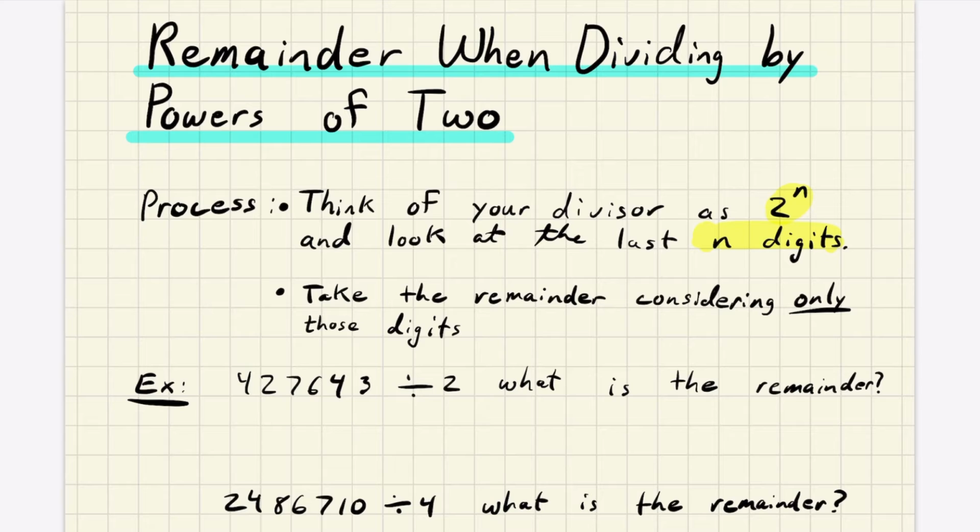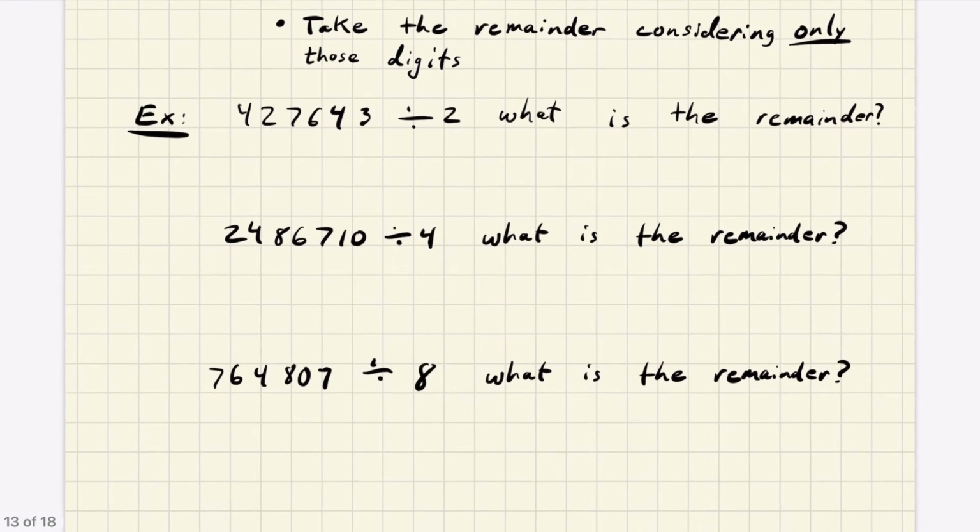So as an example, if I'm dividing by 4, then 4 is the same as 2 squared. So I only look at 2 digits, because that's the exponent. If I'm thinking about 8, well, 8's the same thing as 2 cubed, so I'm only going to look at the last 3 digits, and etc. So again, we're only going to look at the last few digits for those. So here are a few examples where we can go ahead and go through that.